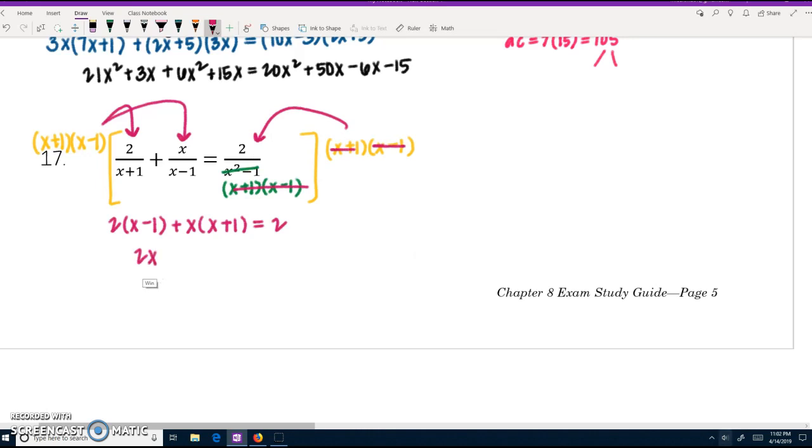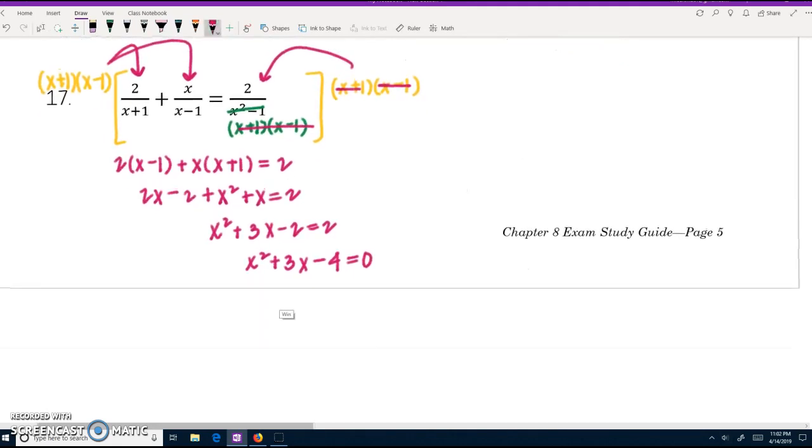So let's distribute and combine like terms. We'll have 2x minus 2 plus x squared plus x equals 2. So let's combine like terms here first. I will have x squared plus I'm going to have 3x's here minus 2 is equal to 2. And then when I subtract this 2 over, I'll have x squared plus 3x minus 4 is equal to 0. And I can break this apart to become x plus 4 times x minus 1, because that multiplies to negative 4 and adds to 0. So my solutions here are going to be negative 4 and positive 1.